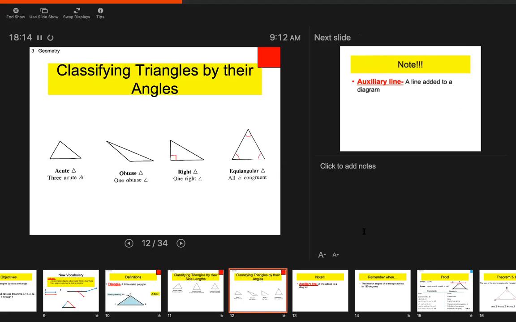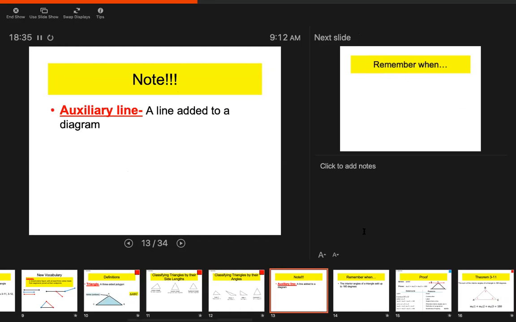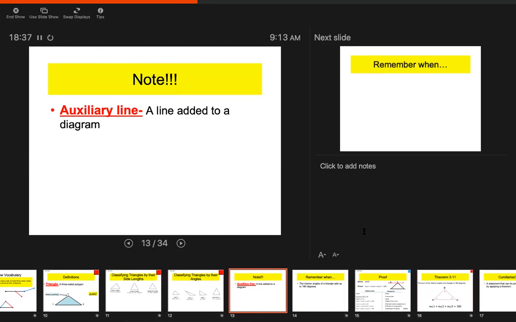Not always, but sometimes you might take a pre-algebra course where they don't talk about this one. They'll talk about those three, but not this one. Okay. Equiangular just means all the angles are the same. All right, so we got three by side measurements, four by angle measurements. Okay? All right. You don't need to put this anywhere.